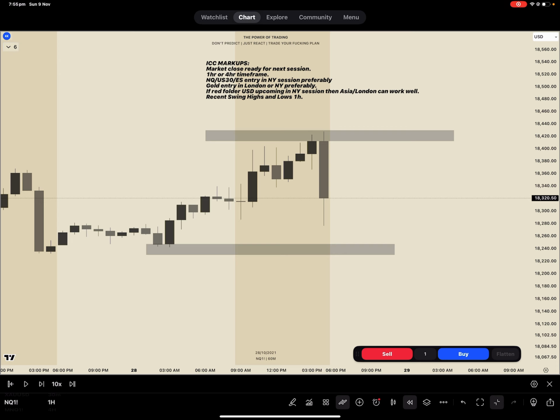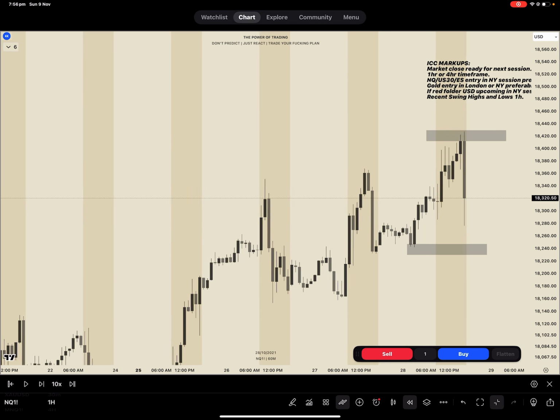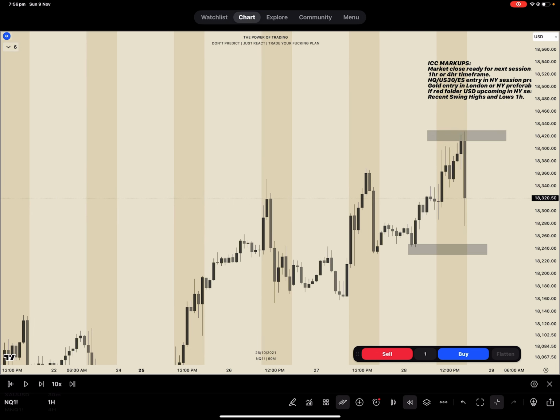With ICC, you can use the same levels again and again, and sometimes the levels won't come into play until much later. But if you want to just keep it simple, you can just use 2 days' worth of data or just the previous session. Because once we've marked up these general areas, we can always look left to see more detail, especially if we're in an uptrend or a downtrend. So we can simply look and clearly see that we're in an uptrend.